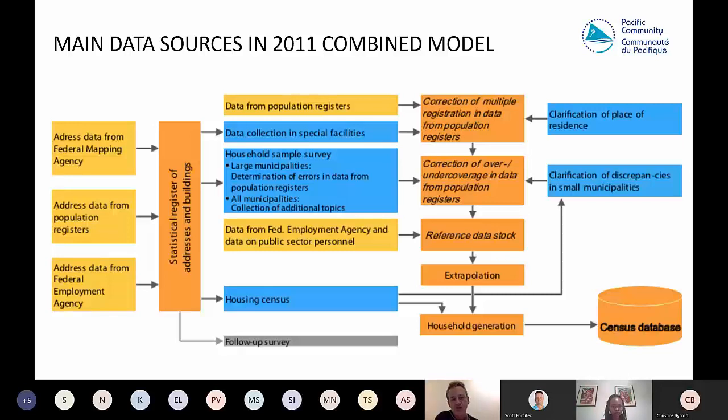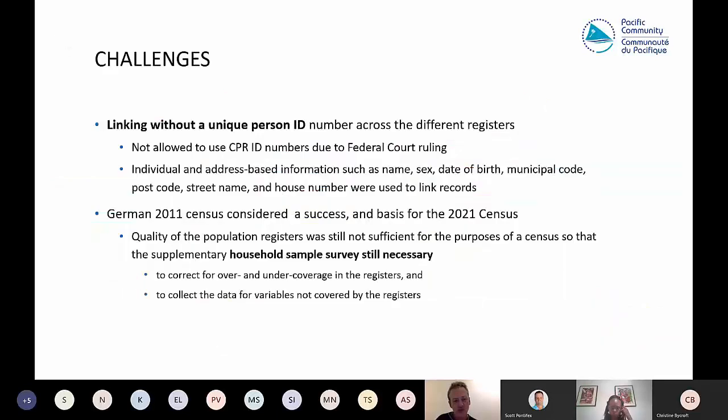And then the data from the population registers and from the employment registers was used along with the full census of housing and the sample survey of households, the 10% sample, and also the data collected for communal establishments. And these were all combined and analysed together to produce the census database from which estimates were produced.